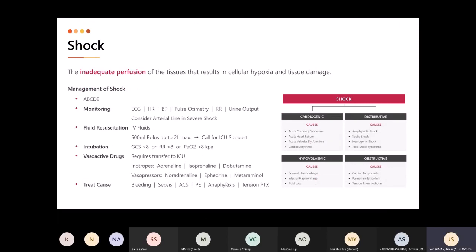Okay, I'm not going to go through this because this is the management of shock. So you guys can go through this on your own. This should be fairly straightforward. And then here you've got a diagram of the 4 different kinds of shock and what can cause them.